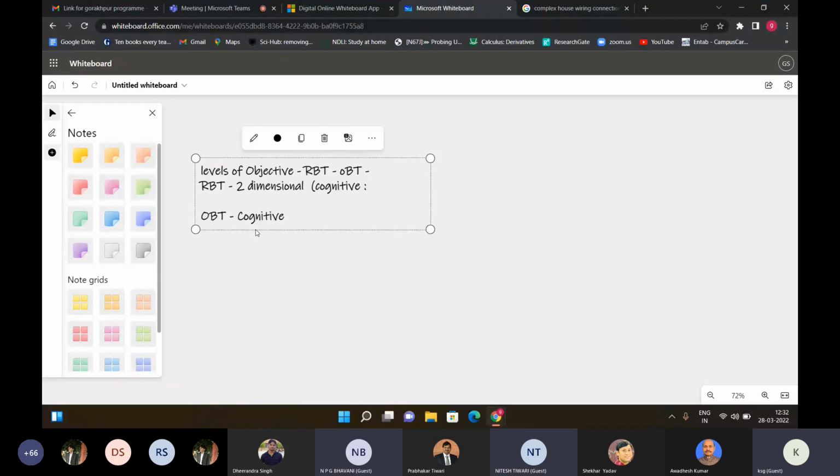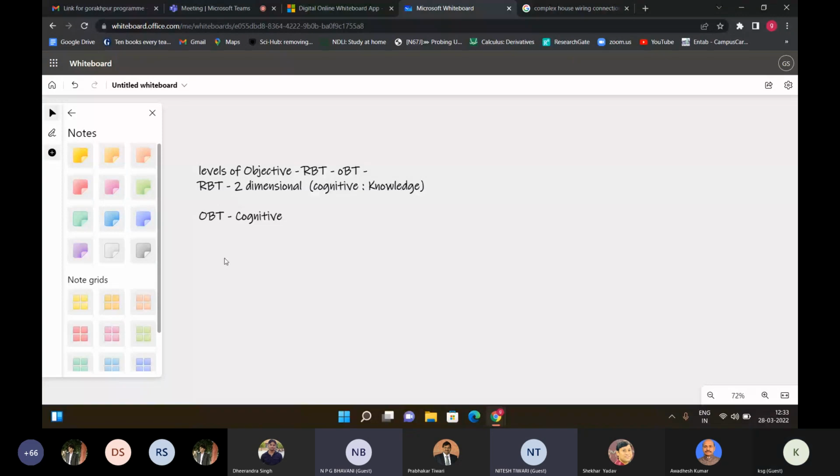it is quite different from the older one, because it also focuses on another dimension, called the knowledge dimension. So there are two dimensions here: one is the cognitive dimension, and the other is the knowledge dimension. We are going to see this in detail, and you will come to know where exactly this cognitive dimension is used, and what the role of this knowledge dimension is in our classroom scenario. That is what we are going to discuss for the next few minutes.